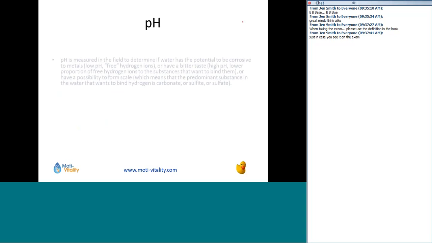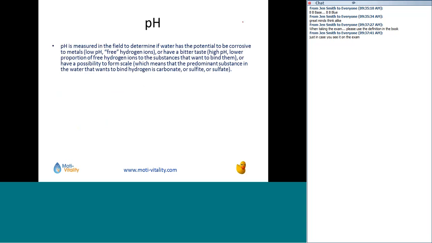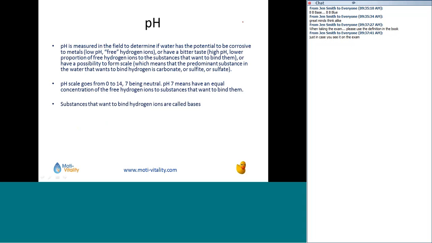So basically, pH is just a field measurement to determine whether or not the water is going to be corrosive or have a bitter taste, or has the possibility to form scale. pH goes from 0 to 14, 7 being neutral. A pH of 7 means you have an equal concentration of free hydrogen ions and the substances that want to bind them, and substances that want to bind hydrogen ions are called bases.